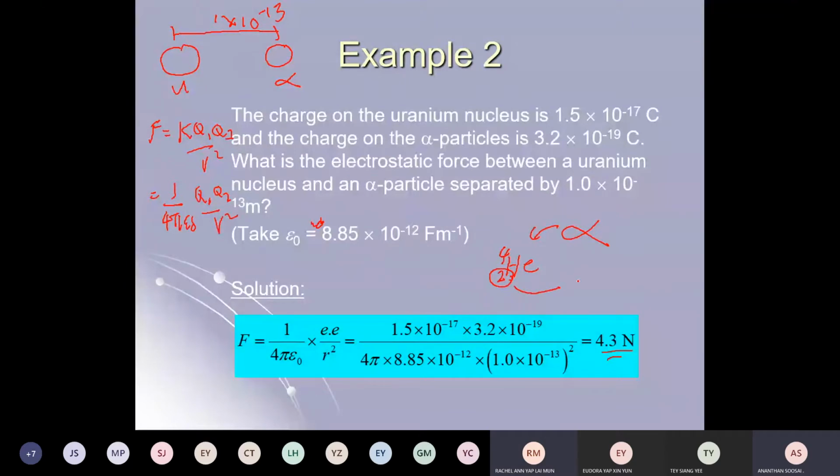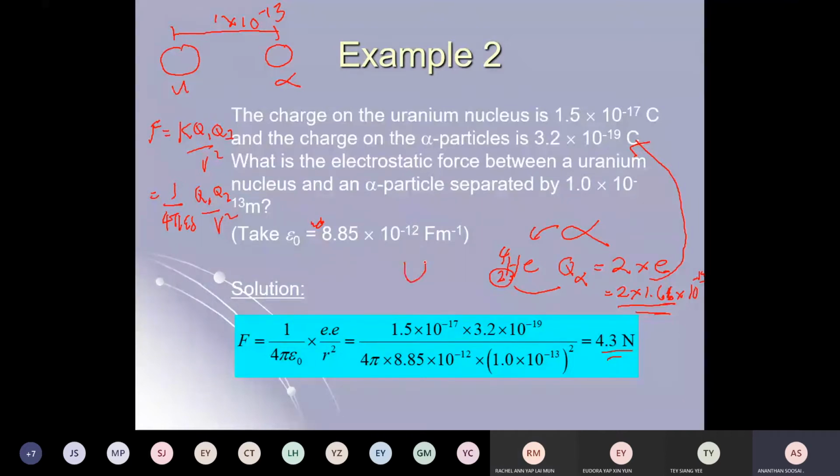So the charge of the alpha particle should be 2 times E. E is the elementary charge, 1.6 times 10 power of negative 19. So you get the charge, which is written here as 3.2 times 10 power negative 19. So next time, normally the charge is not given. You have to find the charge. Take the proton number times E. Same thing for any other substance.